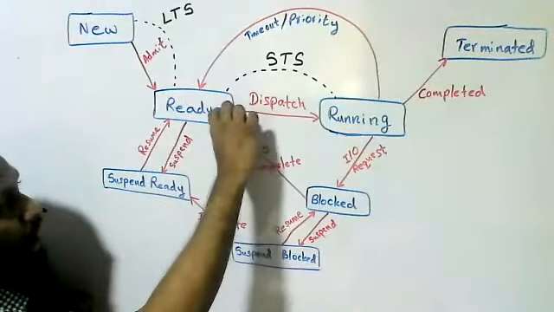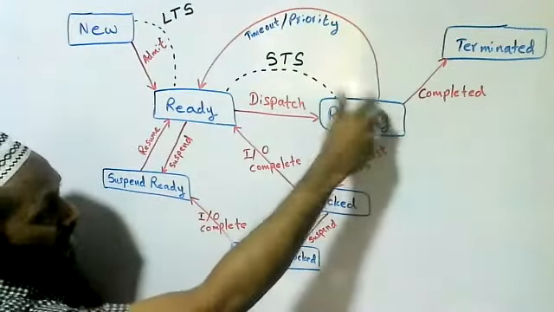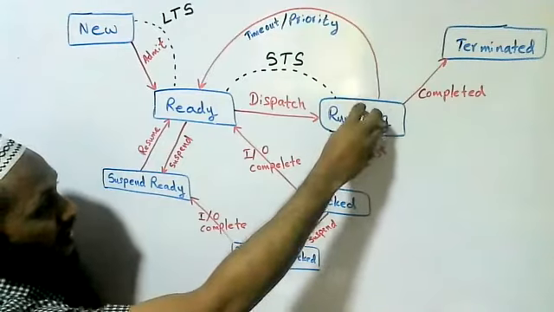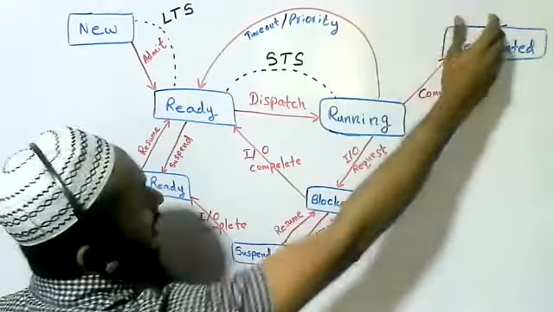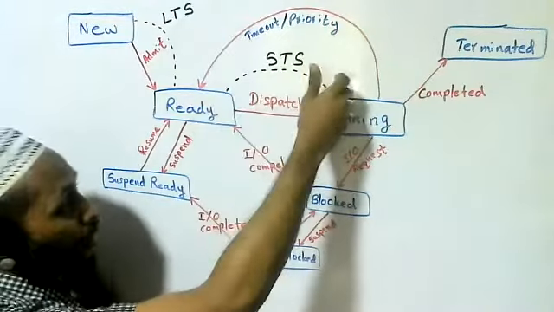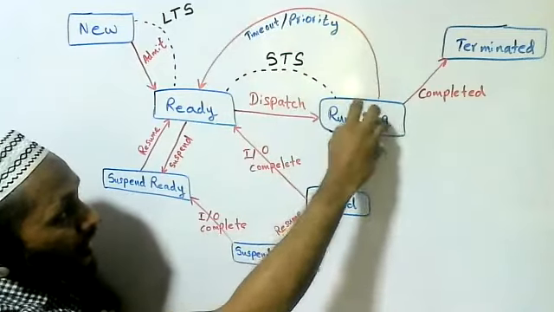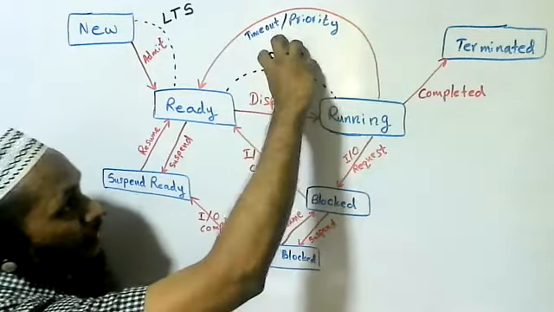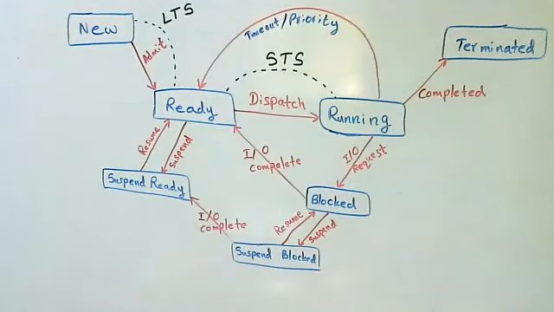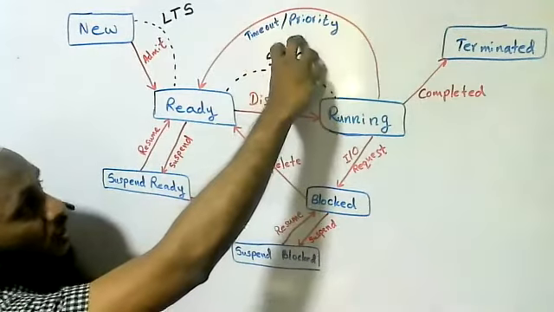Suppose there are 10 processes waiting. Currently a process is running. If it goes to terminated, if it goes to blocked, or if it comes to the ready state, what is the next process to be assigned to the CPU? It is decided by the short-term scheduler.